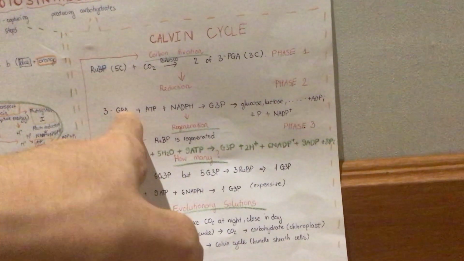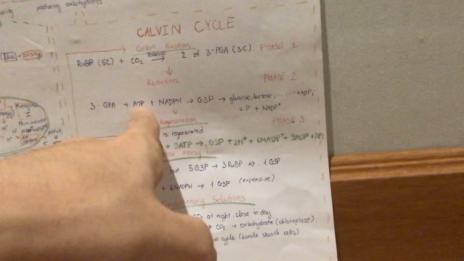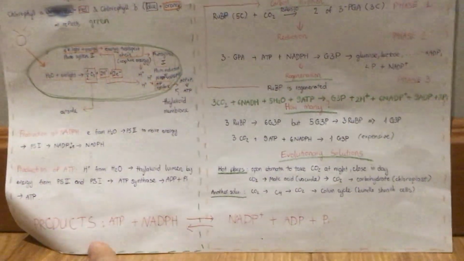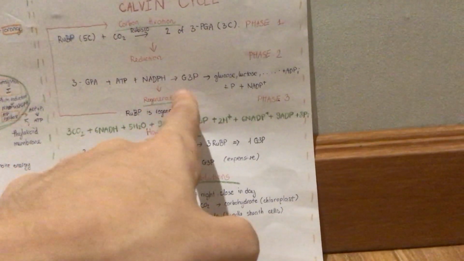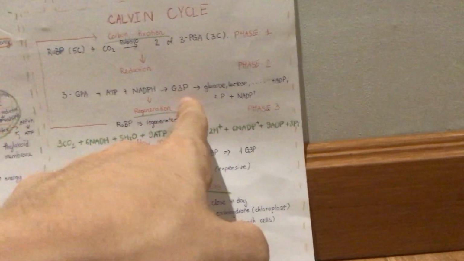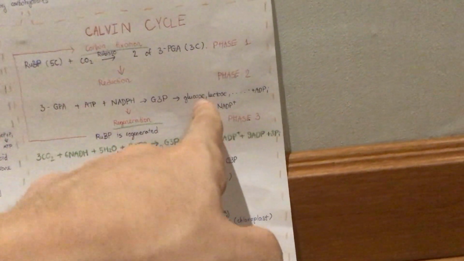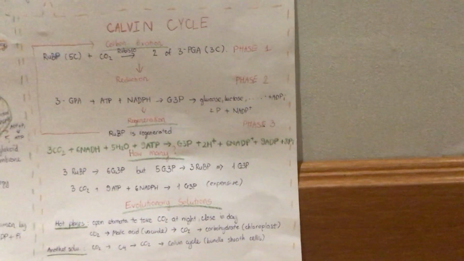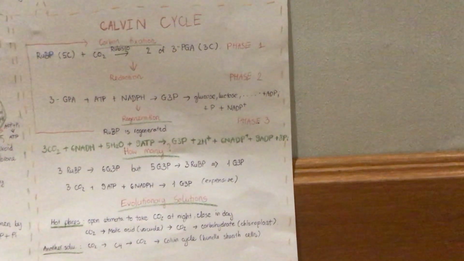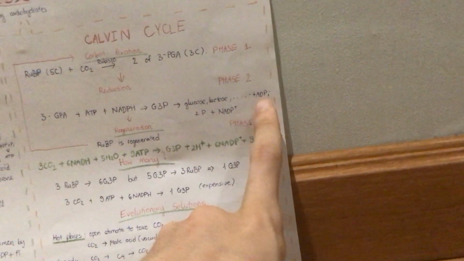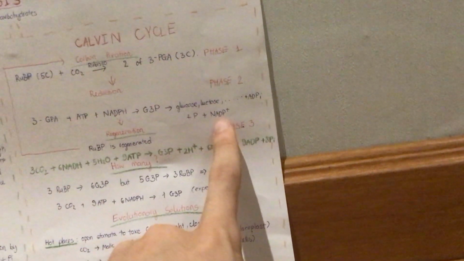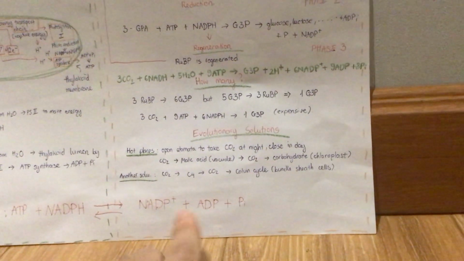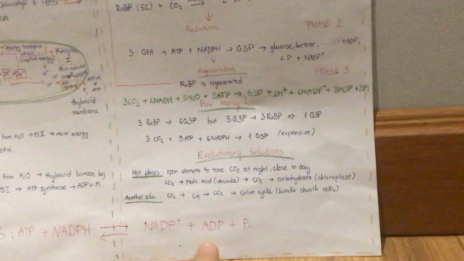In the next stage, reduction, this 3-PGA plus ATP, which is from the light capturing step, and plus NADPH, also from the last step, makes G3P. This G3P can be used to make glucose, fructose, and things that the plants need. They also make ADP, phosphate, and NADP+. And these will be the ingredients for the light capturing steps again.